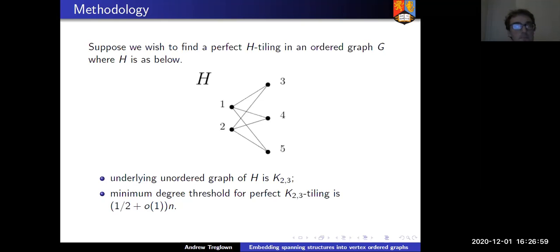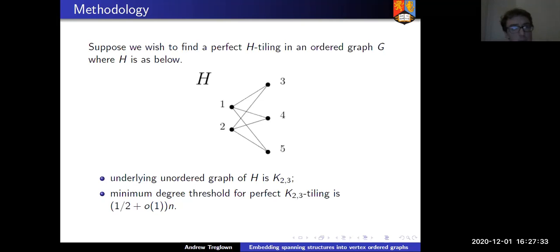We'll come to that in a second. Before I tell you that, maybe I'll just give you the baby case we're going to look at. Suppose we wish to find a perfect H tiling in the ordered graph G, where H is below. It's just this bipartite structure. It has interval chromatic number 2, and its underlying graph is just K_{2,3}, the complete bipartite graph with 2 vertices in one class, 3 in the other.